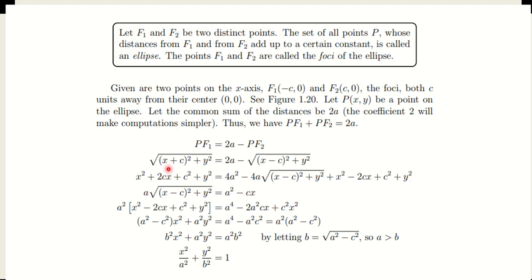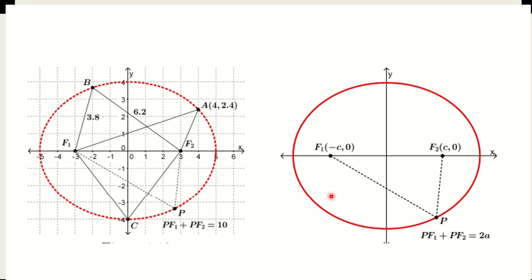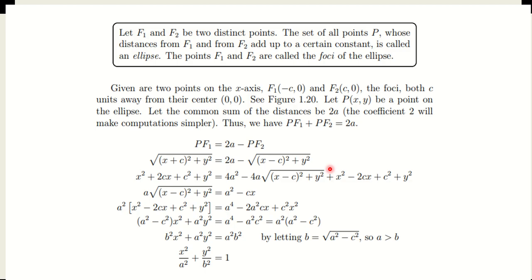If you proceed now with the derivation of the formula, you can see that the distance from P to F sub 1 is the square root of x plus c quantity squared plus y squared, which is equal to 2a, a constant, minus the distance from P to F sub 2, which is the square root of x minus c quantity squared plus y squared. Sir, how did that happen? It's because of this illustration again.